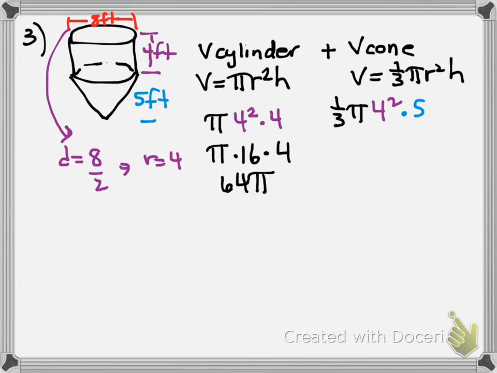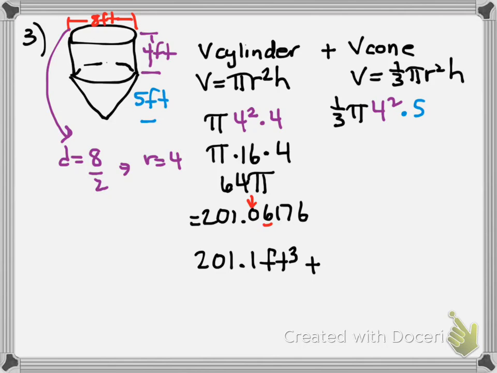And then I use my calculator, and I get 64 times 3.14159. And we get 201.06176. I'm going to round this one to the nearest tenth. Is the 6 large enough to move it? Yeah, it is. So for this one, I get 201.1, and the label is cubic feet. Okay? We're not done with it.